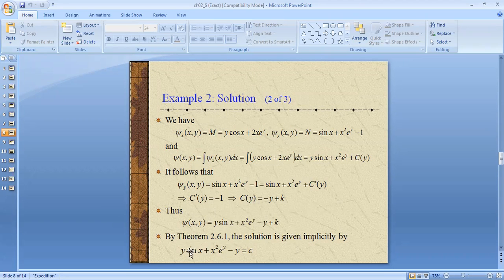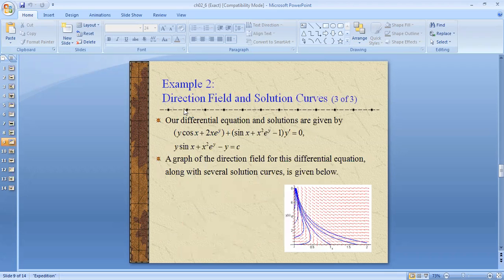y sin x plus x square e to the power y is the solution of this exact differential equation. Now we can indicate the directional field and solution curve for this differential equation. After solving this differential equation, this is the solution. A graph of the directional field for this differential equation along with several solutions can be found like this.